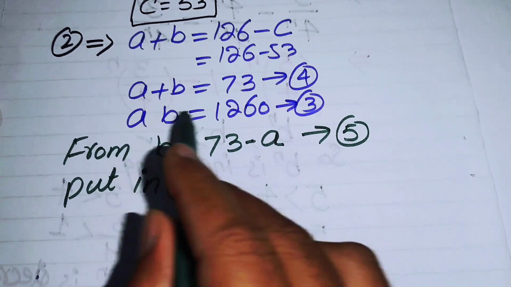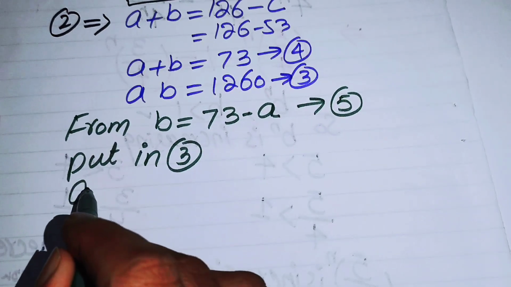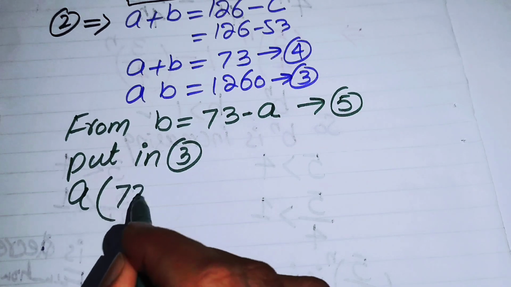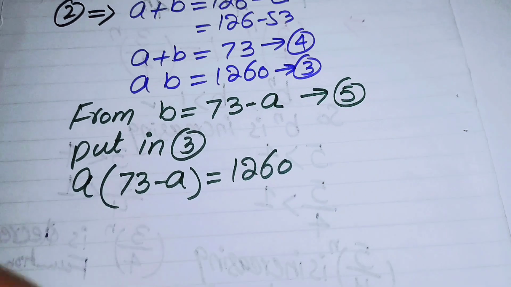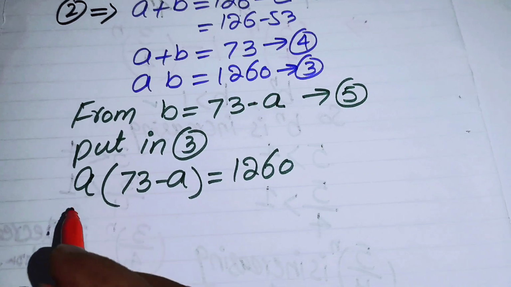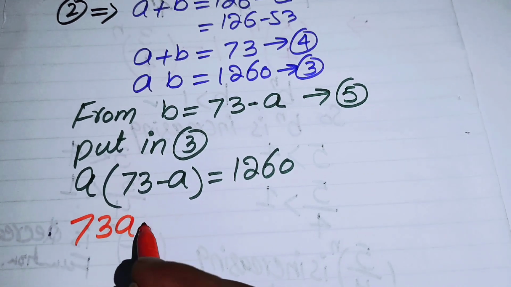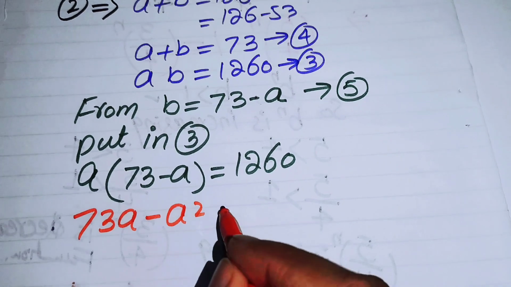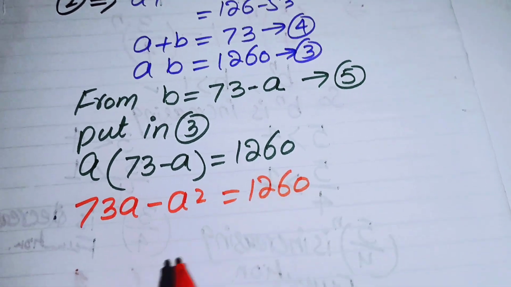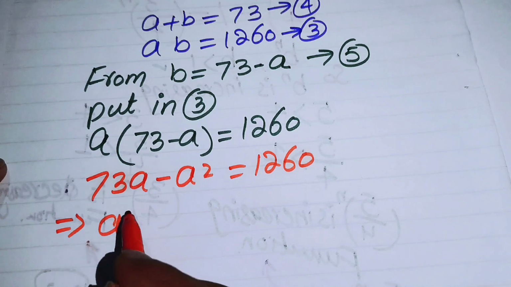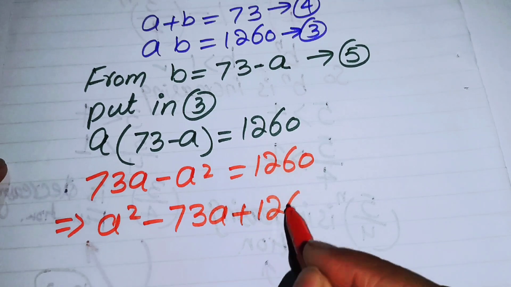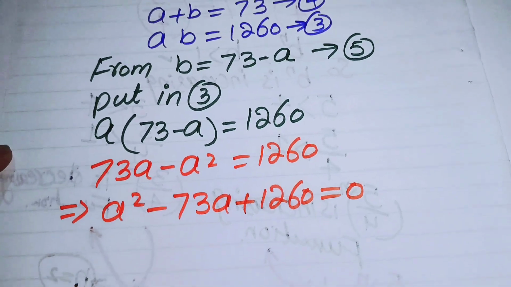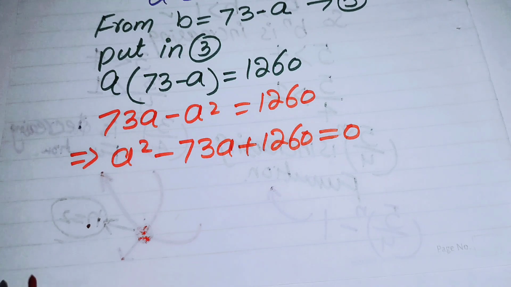We put this value of B in equation number 3. So this is equation number 3, A times B, and the value of B is 73 minus A, equals 1260. Now we multiply A on both sides, and you get 73 times A minus A squared equals 1260. Now we rearrange the terms, and we get A squared minus 73 times A plus 1260 equals 0.